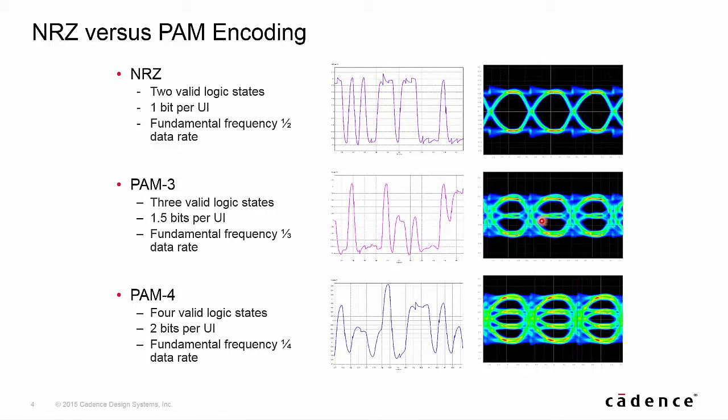In PAM4 encoding, we now have four valid logic states, the high, the low, and then two intermediate states. We transmit 2 bits per UI, and the fundamental frequency is 1/4 of the data rate. And if we look at the eye over here, instead of one or two eyes, we now have three eyes, and we can see the four data states right here.